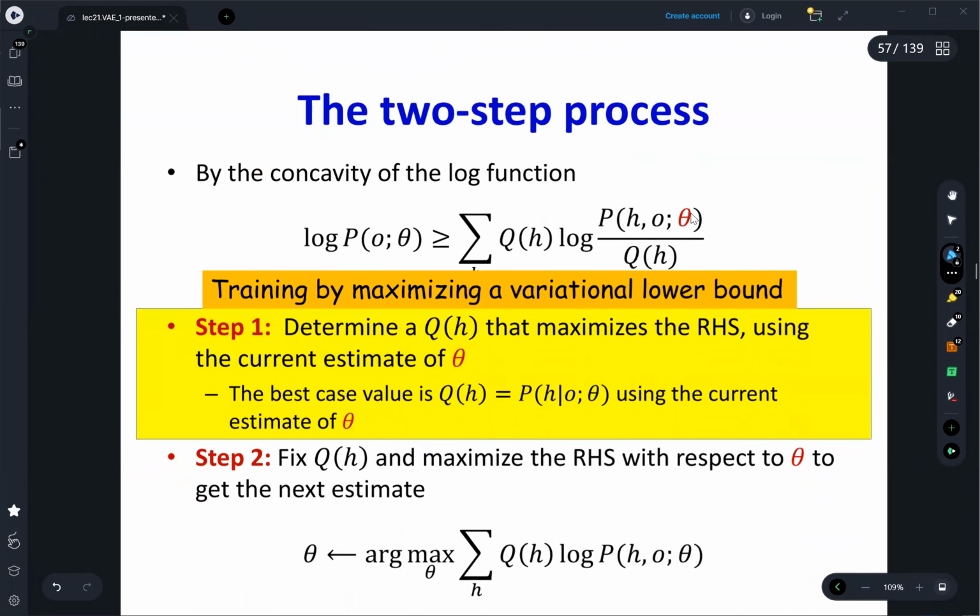And so this is what we will call training by maximizing a variational lower bound, also called the empirical lower bound, the ELBO function. And this is what most papers on the subject are going to tell you, right?